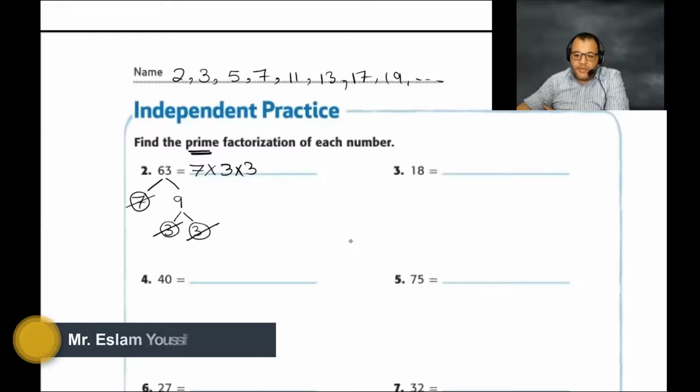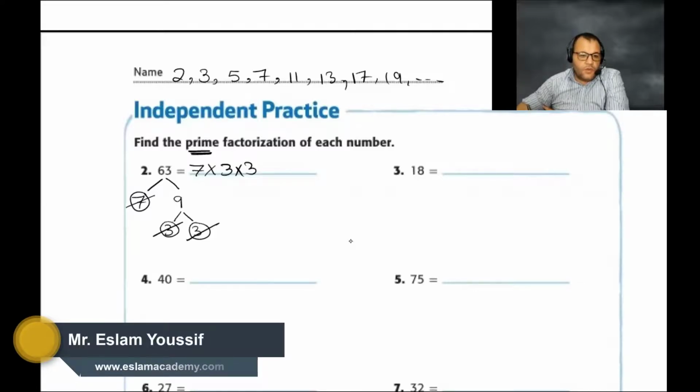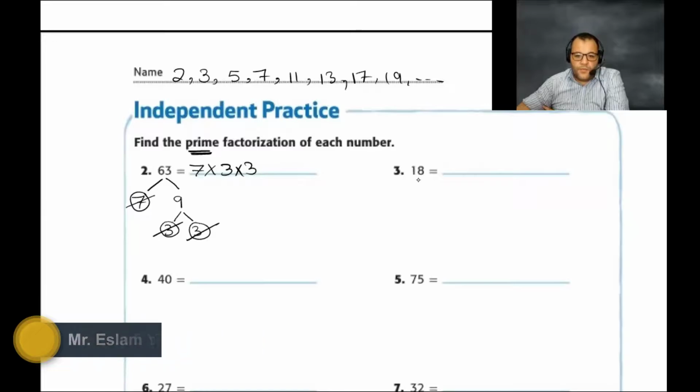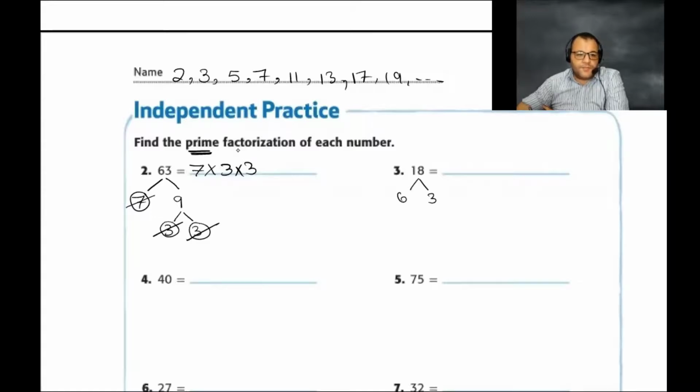So, Abdurrahman, can you solve question number 3? Yes, mister. 18, 6 times 3. Is 6 prime or not prime? 6 is not prime, it means we can factorize. What are the two factors? 3 is prime, leave 3 now. I'm solving side by side, and when I finish one side, I'm going to the other side.